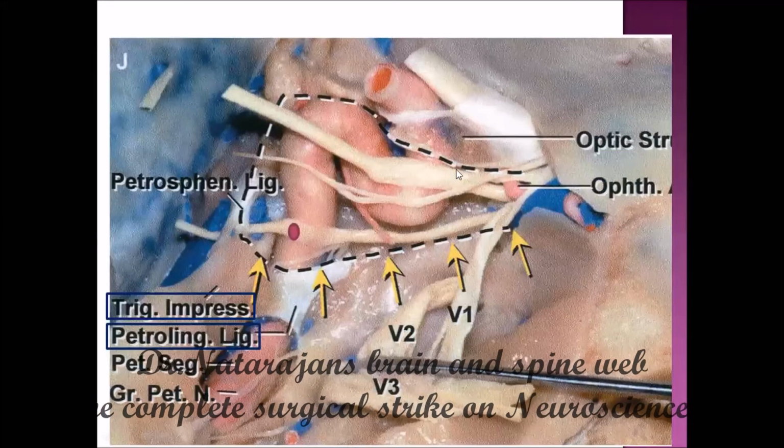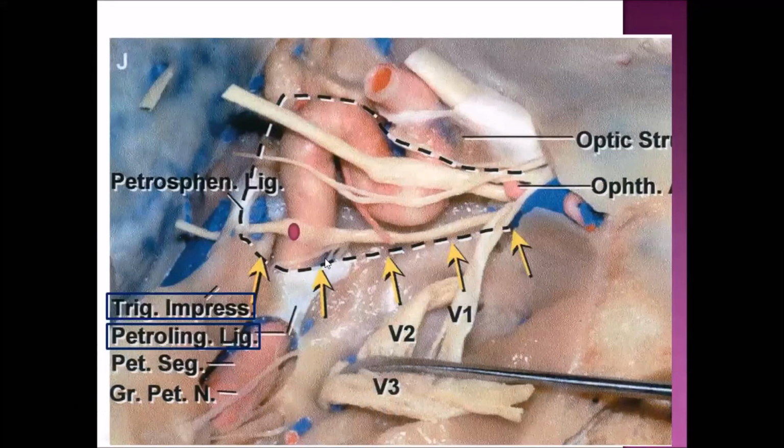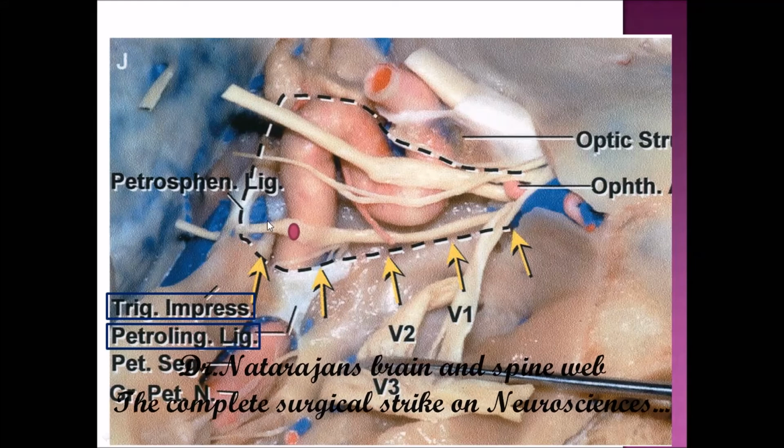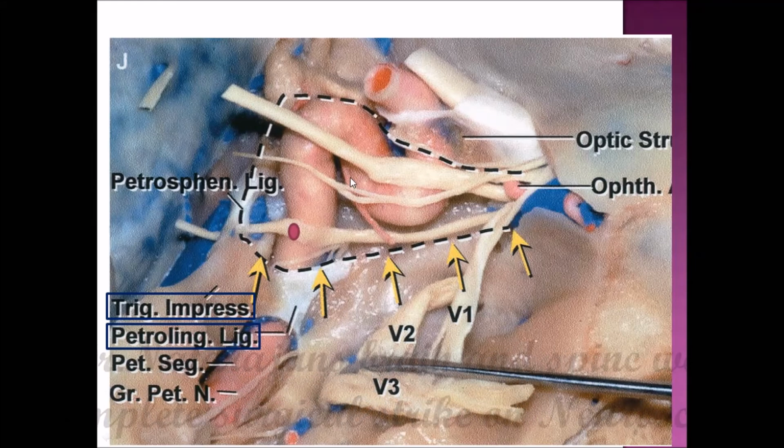Now what you see here is the boundaries of the cavernous sinus. Again you see the trigeminal impression. This is the petrolingual ligament, which marks the lower boundary of the cavernous sinus. And the second ligament which we have seen is the petrosphenoid ligament, or Gruber's ligament. This is the sixth nerve, and this is the infralateral trunk from the carotid which runs above the sixth nerve.